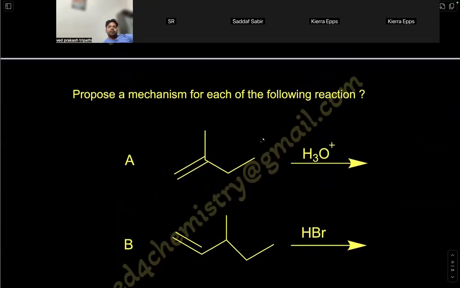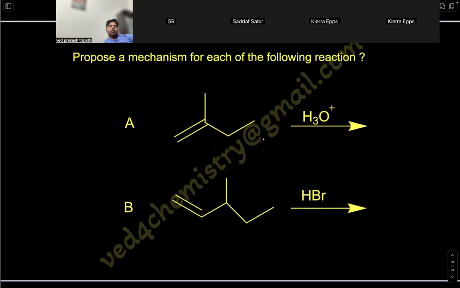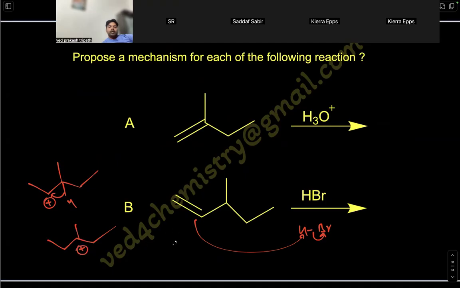Rest is easy. Propose a mechanism. This is your homework. I can tell you this one. HBr, we have done a lot. Alkene attacks, it breaks. So we have this carbocation. Now it would rearrange into the most stable. So we have this one, and then Br attacks over here. Clear? And the product of this, OH here. Makes sense?